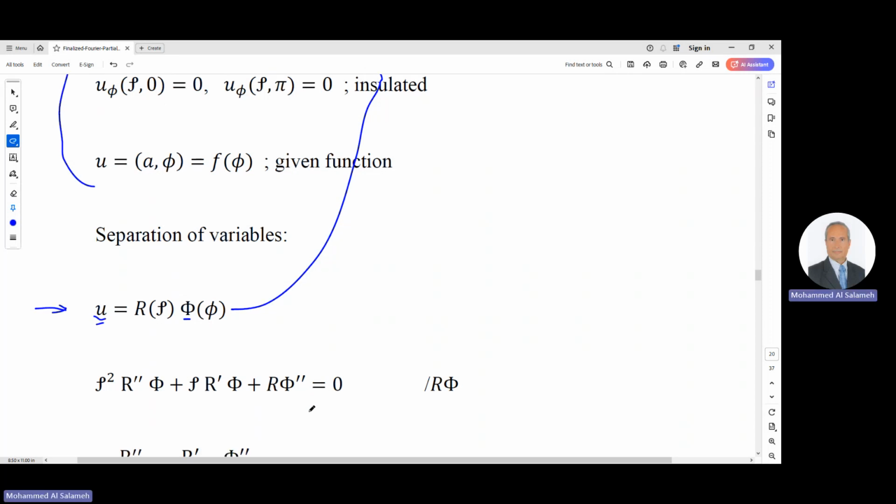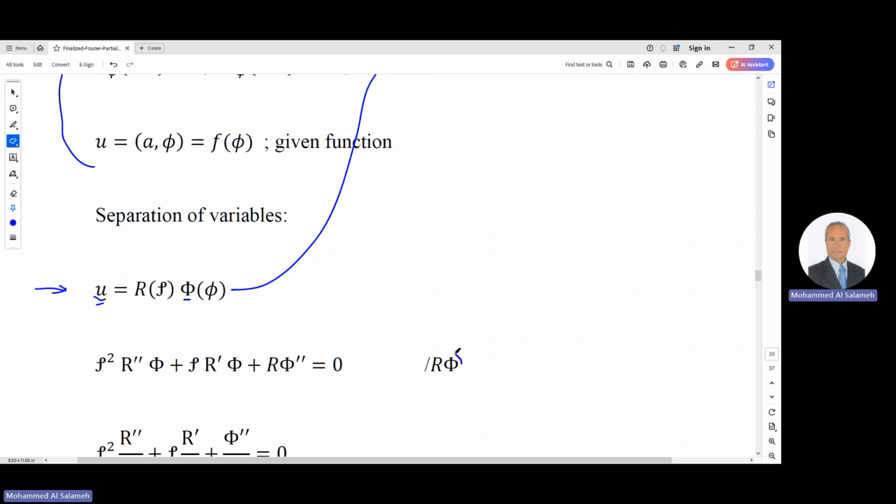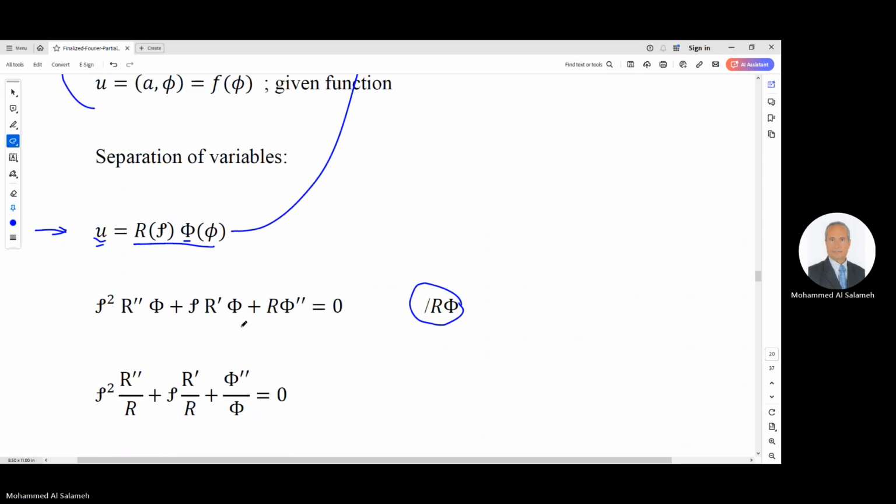Now the third step is to divide the whole equation by u. u is equal to R times phi, as you can see here. So you divide the first term by R times capital phi, which is u, you divide the second term by R capital phi, and you divide the third term by R capital phi, and 0 divided by R capital phi is 0.